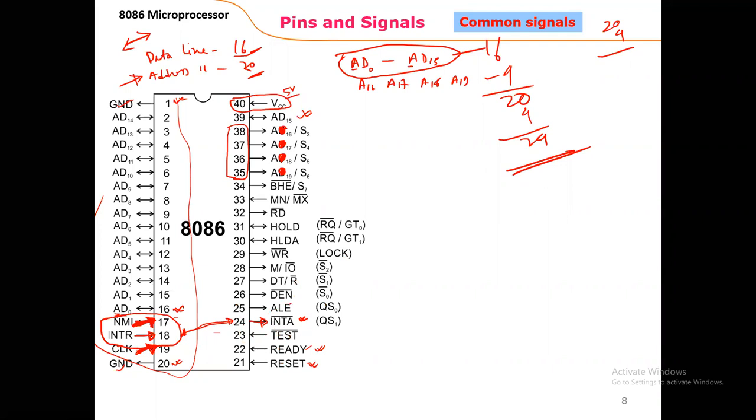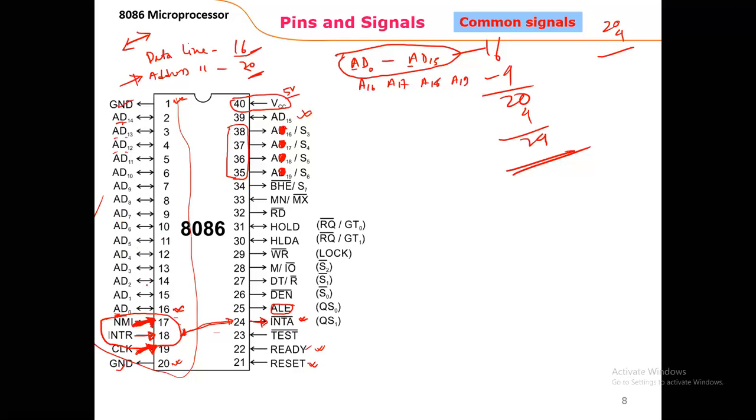And this ALE signal is very important. This is the address latch enable. ALE, address latch enable. All are clear? ALE means address latch enable. Our address and data lines are shared, address data, okay? Both work, but both cannot work at a time, okay? These 16 pins, AD0 to AD15, both work as address and data, okay? So at a time both cannot work.